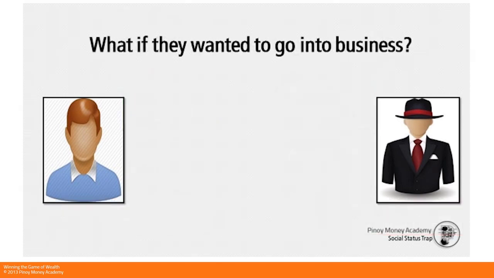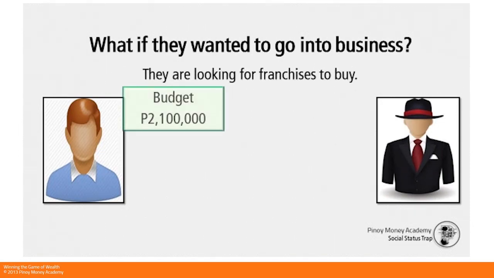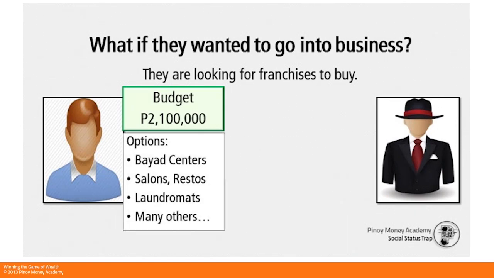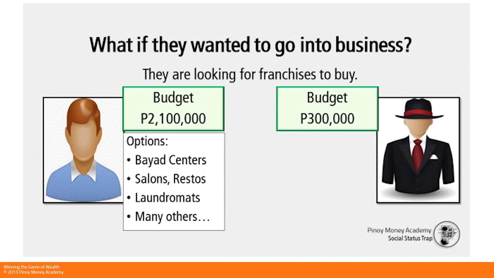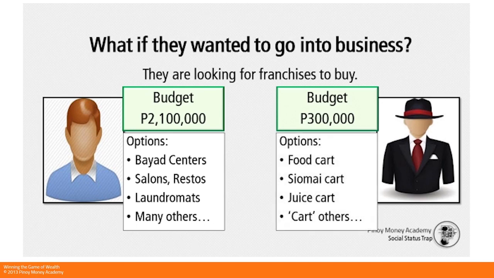Okay? Now, our last situation, let's say that both Pedro and Peter now want to quit their jobs and go into business, and they are looking for franchises. So, Pedro again, who has 2.1 million pesos, can look at the small service establishments and restaurants like bayad centers and docks, couple of salons, laundromats, and many others. Meanwhile, Peter, who only has 300,000 pesos, is limited to small food carts, siomai stands, or drink stands.